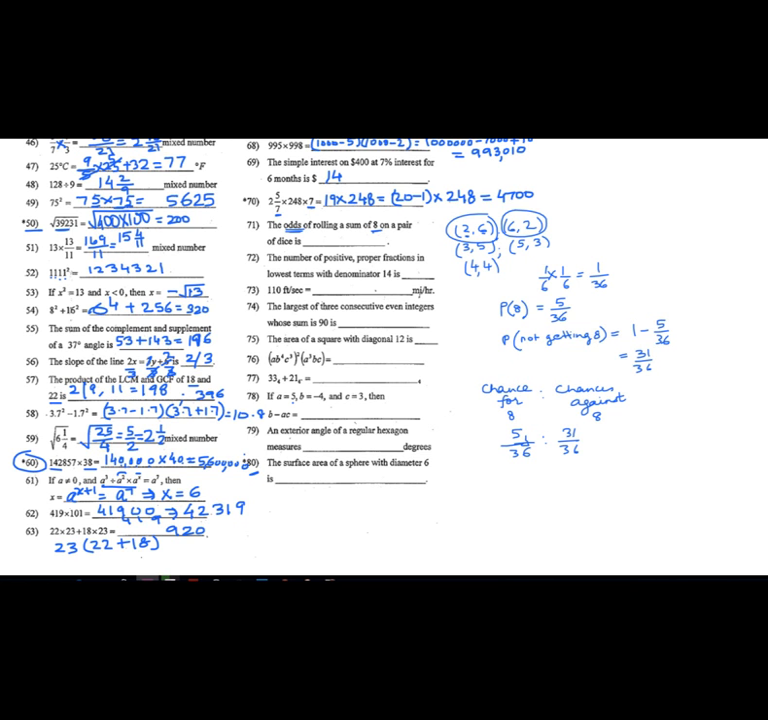5 is to 36 or 5 by 36 is to 31 over 36. So if we multiply each of these fractions by 36, what we get is 5 is to 31. And we can write this as 5 over 31. So the answer to this question number 71 will be 5 over 31.